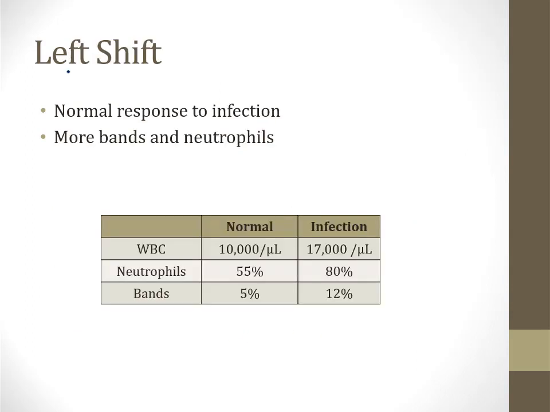In the setting of bacterial infection, the leukocytosis often demonstrates a feature known as a left shift. This is part of the normal response to infection. It involves the bone marrow producing more bands, which are immature neutrophils, as well as more neutrophils.